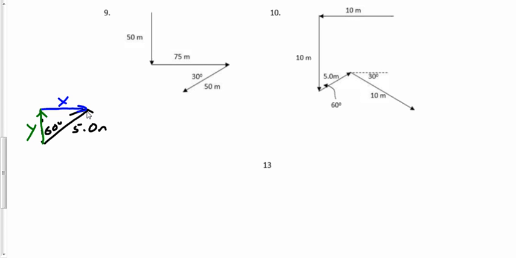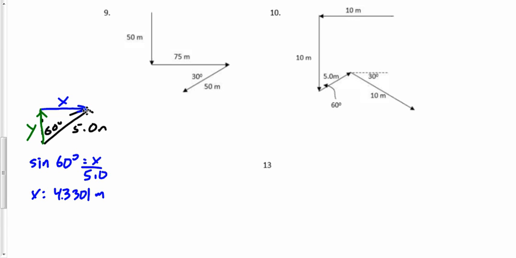You guys know this. Is x opposite, adjacent, or hypotenuse? Opposite, yeah. Opposite, we have the hypotenuse, so we're going to say sine 60 degrees is equal to opposite over hypotenuse. I think that's 4.33? 4.330 what?